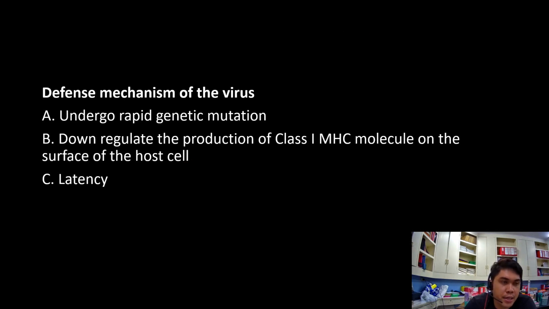Next is the defense mechanism of the HIV. So first, it is capable of rapid genetic mutation. That's why it's difficult to formulate a vaccine against RNA viruses. It's because of rapid genetic mutation.